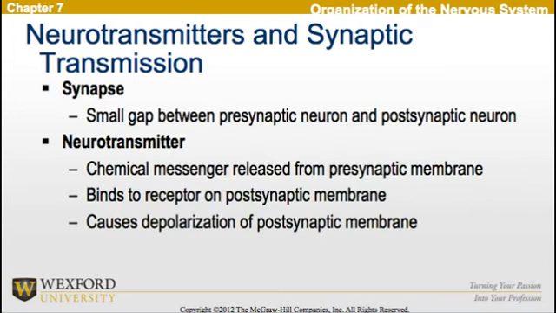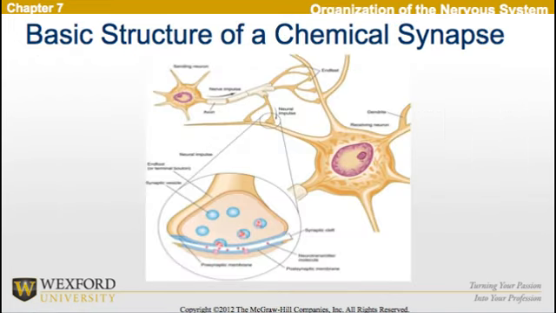Moving on and discussing neurotransmitters and the synaptic transmission, we see at the synapse a small gap between presynaptic neurons and postsynaptic neurons. Neurotransmitters are chemical messengers released from the presynaptic membrane, which then bind to a receptor on the postsynaptic membrane. This causes depolarization of the postsynaptic membrane. Here you will see the basic structure of a chemical synapse between the presynaptic and postsynaptic membranes, and also see how neurotransmitters cross the barrier.